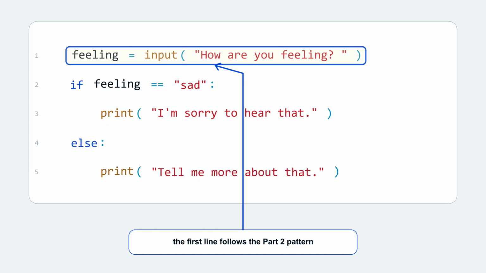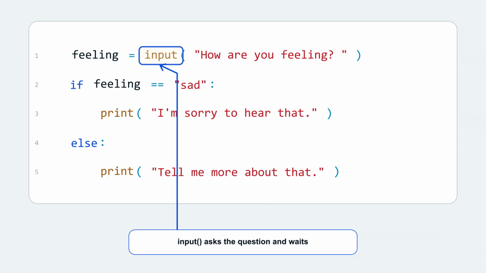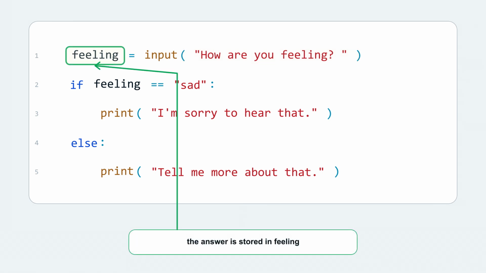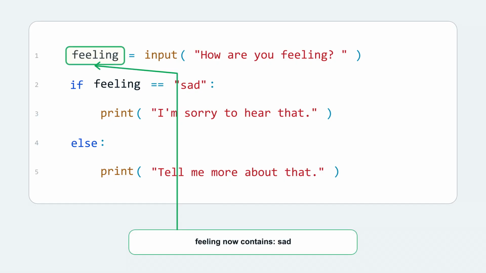The first line should look familiar because it works in the same way as the code we wrote in part 2. The word input tells Python to display a question and wait for the user to type an answer. The question is the text inside the quotation marks. How are you feeling? When the user enters an answer, Python stores that answer inside a variable called feeling. If the user types sad, the variable called feeling now contains the word sad. If the user types something else, such as tired, the same variable now contains the word tired.